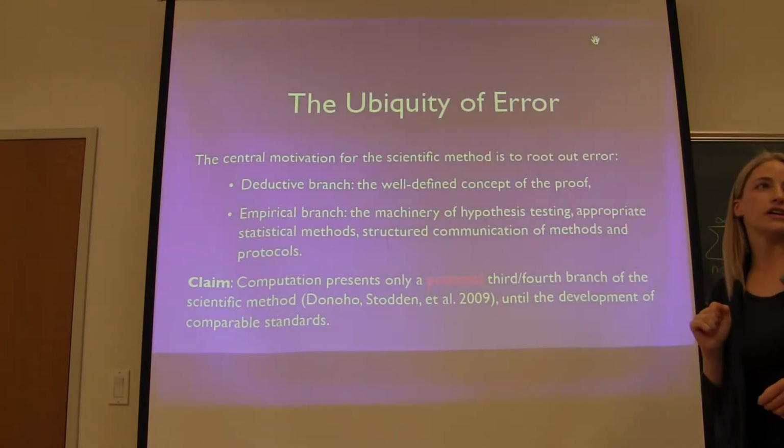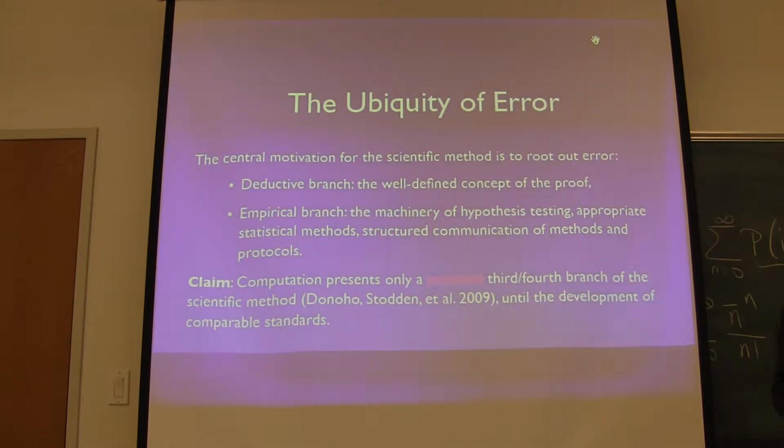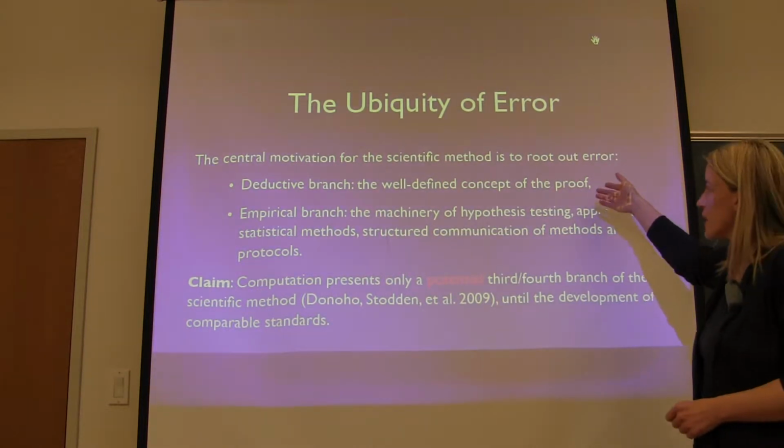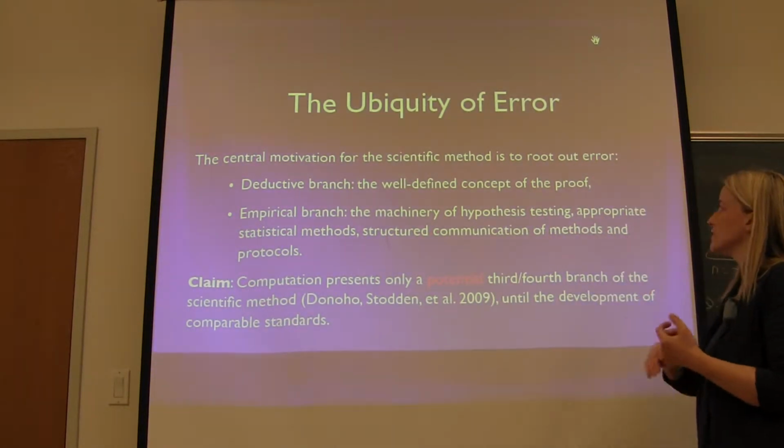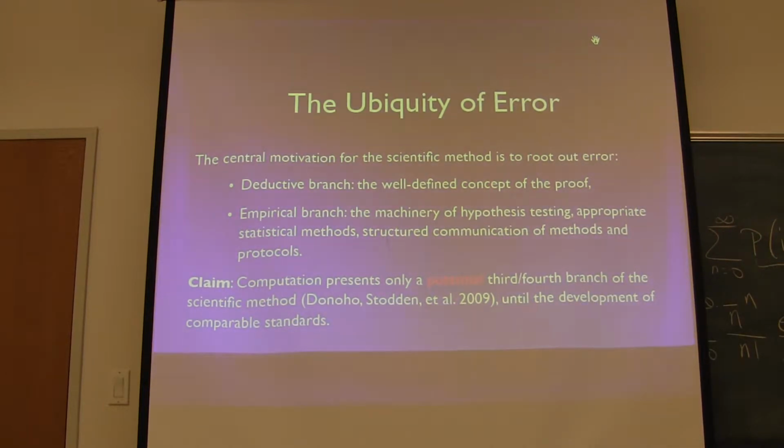The deductive and empirical branches have had hundreds of years to think about what it means to make a scientific contribution in one of these branches, and they have established standards for what it means to make that contribution. In mathematics, of course, you don't publish a mathematical finding without including a proof, right? In the empirical branch, there's an entire machinery of hypothesis testing, appropriate statistical methods, a very clear, structured way that you communicate these methods in your paper. There's an entire protocol about how you do this. Both of these are about transparency, verification, and really trying to root out error.